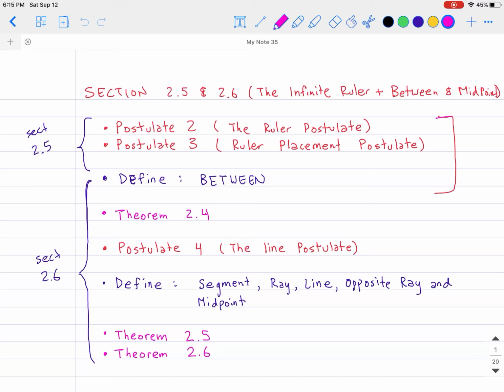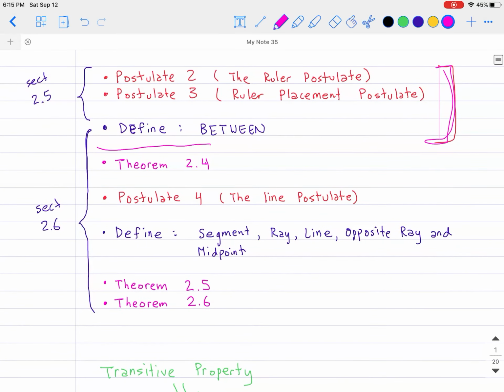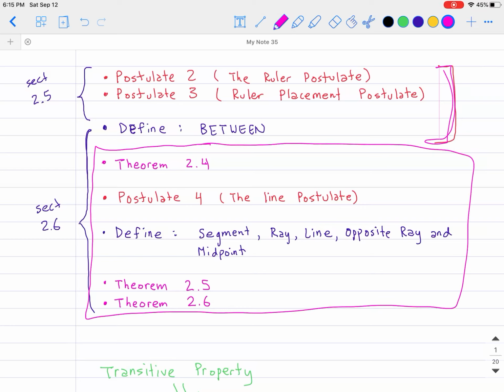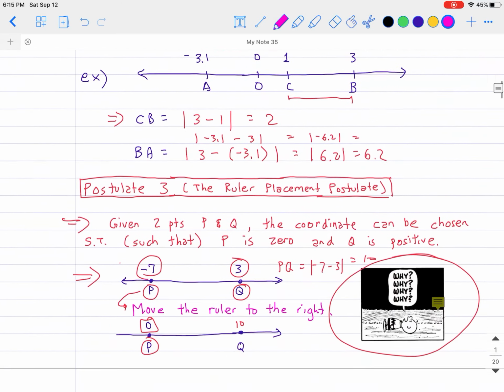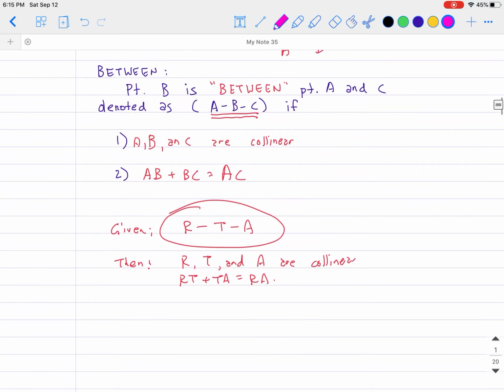We are going to define a few terms. As I mentioned last time, we went over section 2.5, which covers all of this right here: postulate 2, postulate 3, and also the definition of between. So today we are going to look at section 2.6, which will cover all of this right here. So sit back, grab something to drink, and get ready to see how this all works out. Let's go ahead and begin.